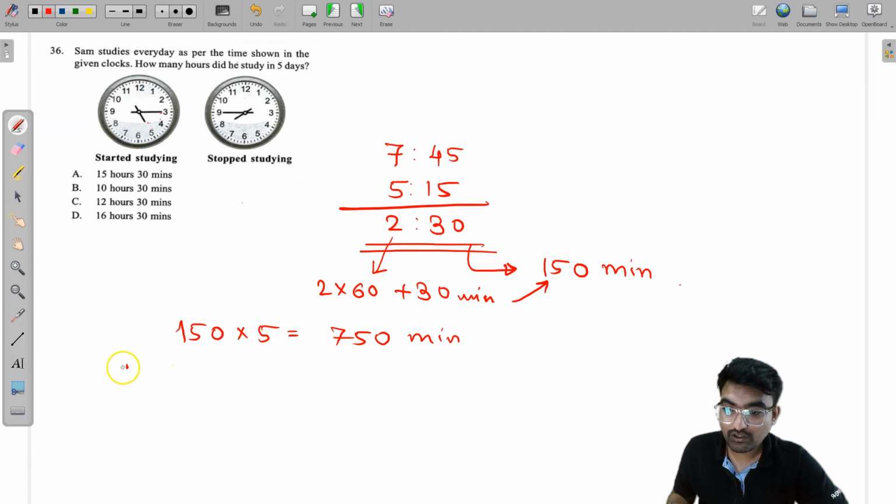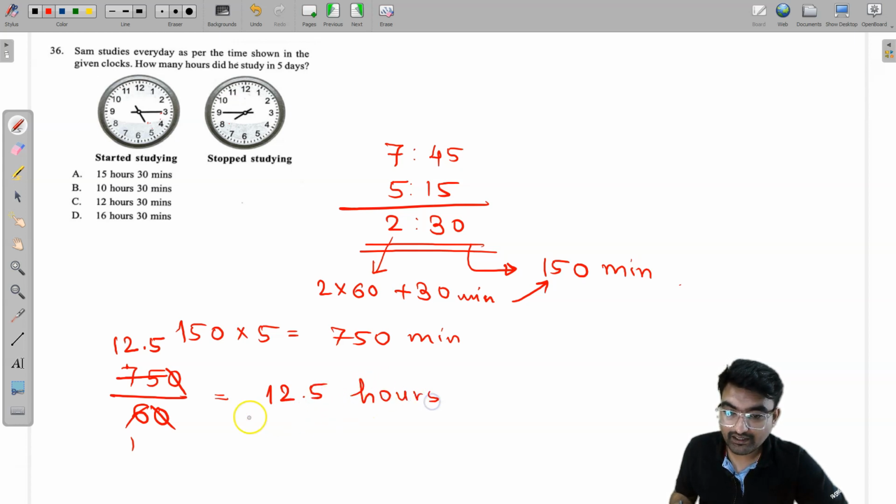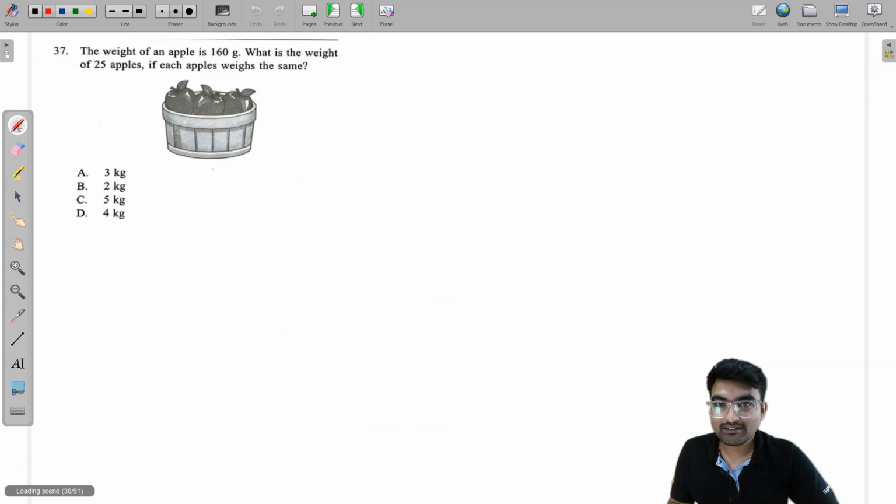Right? So what I have to do? 750 divided by 60. Right? So the zeros will get cancelled and it will be 12.5. Now 12.5 hours, or I can say 12 hours and 30 minutes. Right? So the option number C. Correct? Now next question, 37.